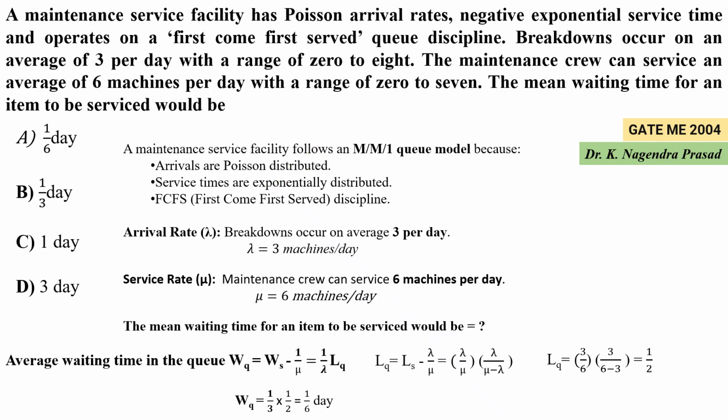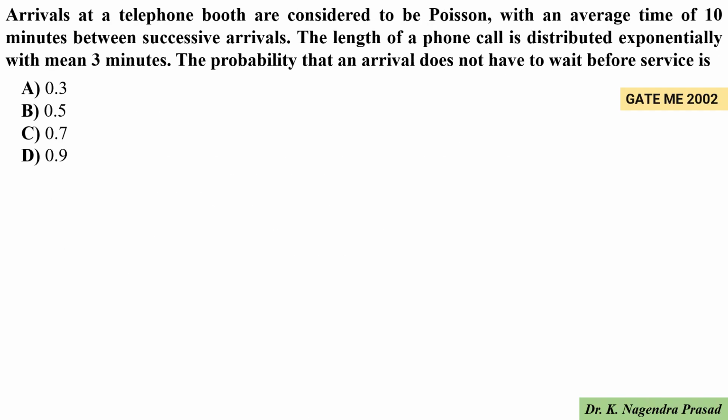So option A is the correct answer. Let's see the next problem. Arrivals at a telephone booth are considered to be Poisson with an average time of 10 minutes between successive arrivals. So it is given the average time between arrivals, 1 by lambda, which is equal to 10 minutes. Then lambda equals 1 by 10, which means 0.1 customer per minute.